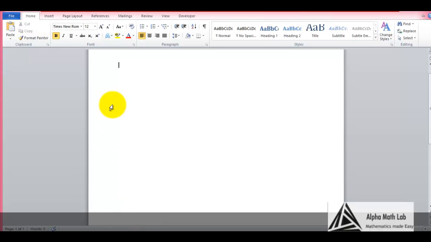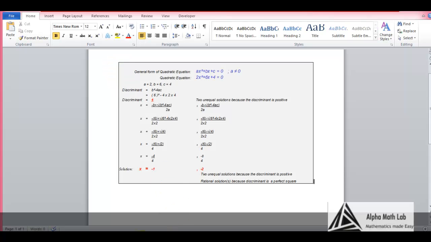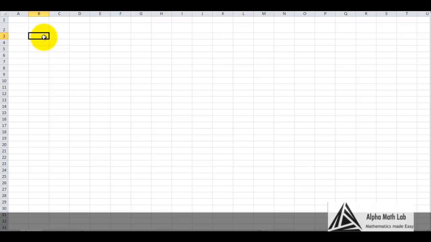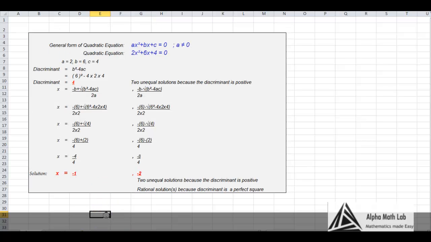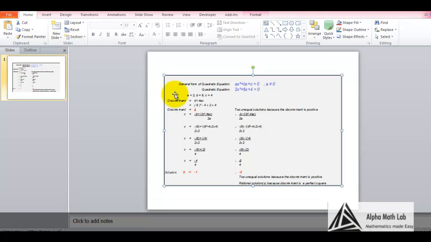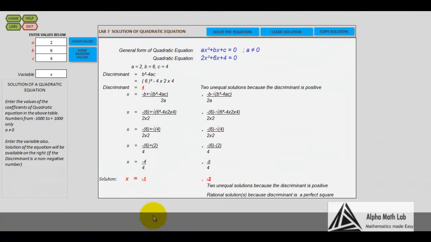Select a Word file and paste. Open an Excel file and paste it. Open a PowerPoint presentation and paste. Back to the lab.